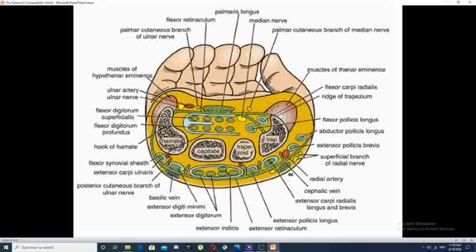These muscles are also nearby to an important nerve which passes deep to the flexor retinaculum, which is the median nerve. This area has another name, called the carpal tunnel.